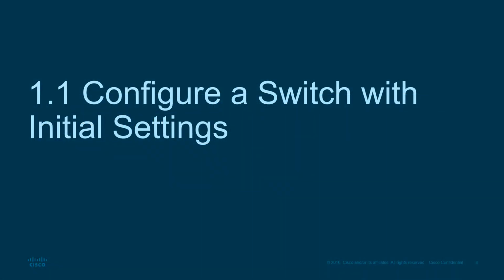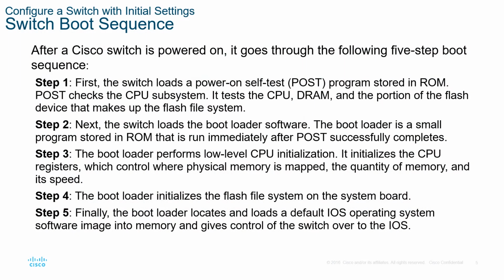Configure a switch with initial settings. The moment you turn on the switch, it goes into this five-step boot sequence. First, the switch loads and performs this power-on self-test, which is stored in the ROM. What happens here is that it will check the CPU, it will check the memory, it will check all the hardware components if they are okay.